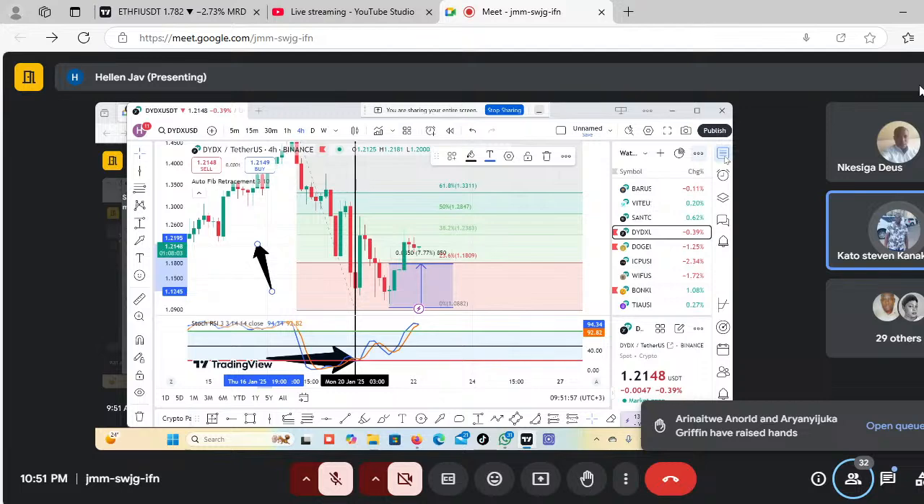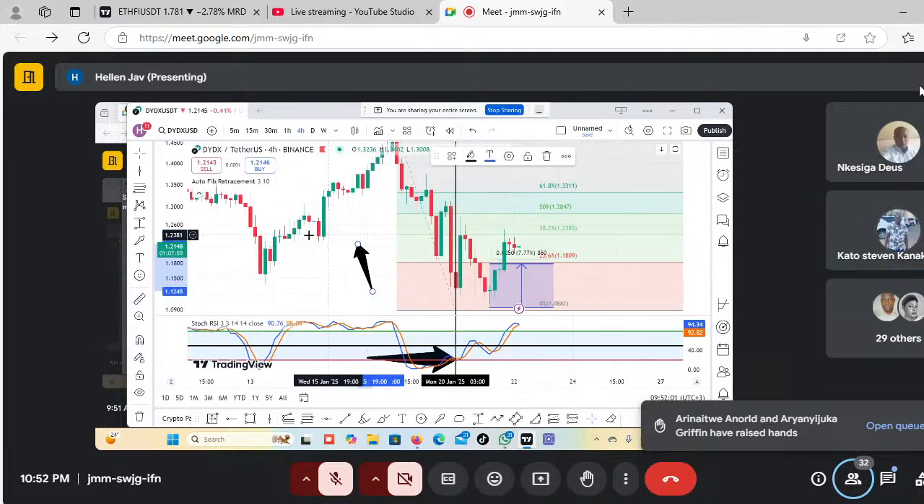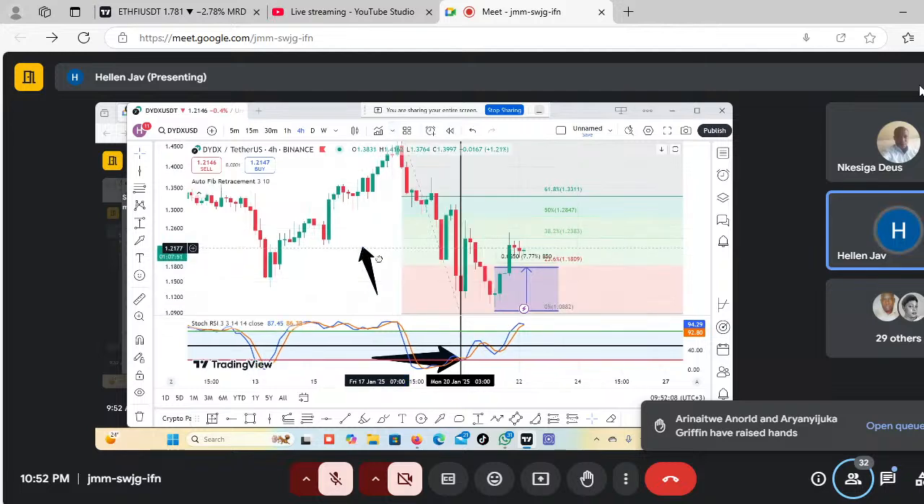Just one question: which type of indicator is this? So you've not been following. You're using the stochastic RSI. This is the indicator. If I go here on my indicators, this is the indicator. This one down here.